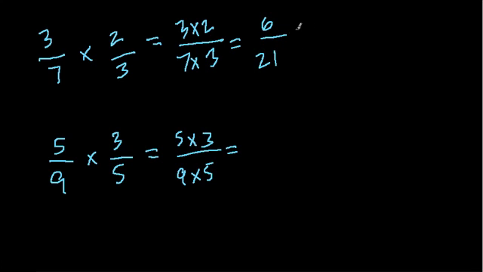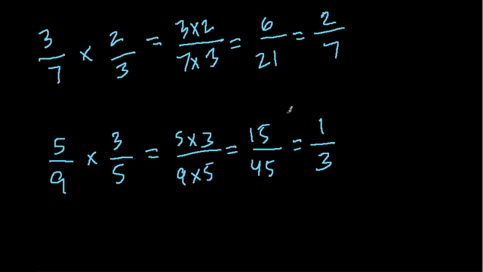Okay, I can reduce that. Dividing by 3, I get 6 divided by 3 is 2, and 21 divided by 3 is 7. Great. Here we have 15 over 45. Dividing both by 15, I get 15 divided by 15 is 1, 45 divided by 15 is 3. And those are our answers.